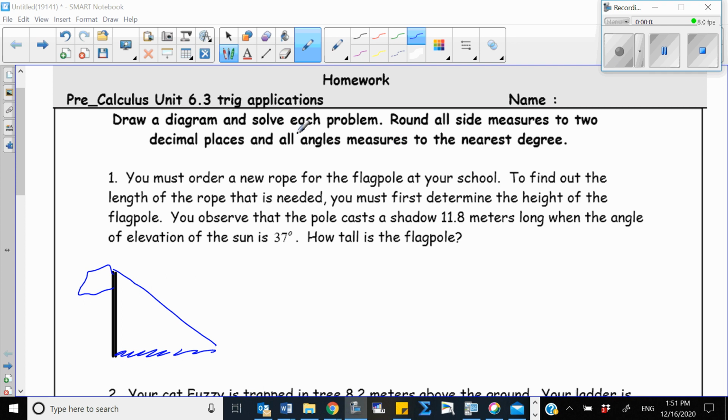Hi everyone. Today I'm going to help you solve some of the problems on the 6.3 homework. So let's start with question number 1.